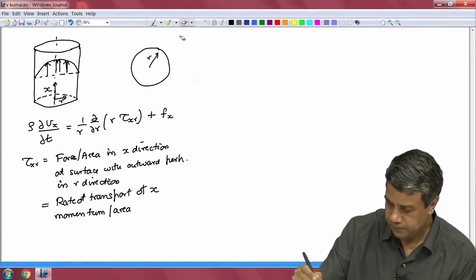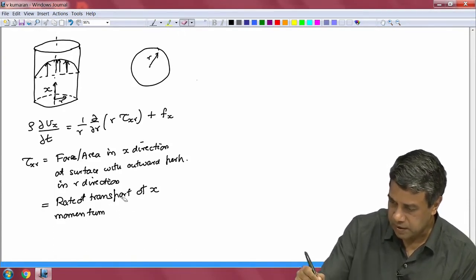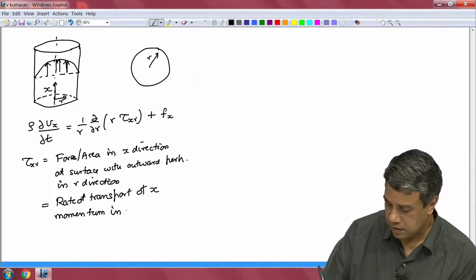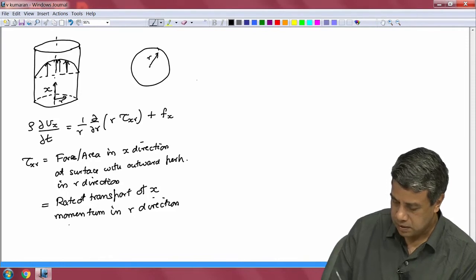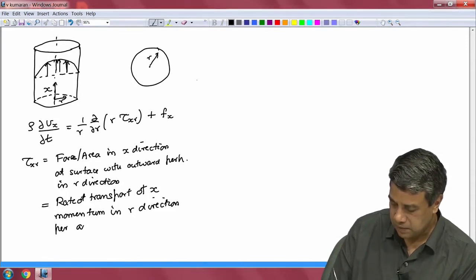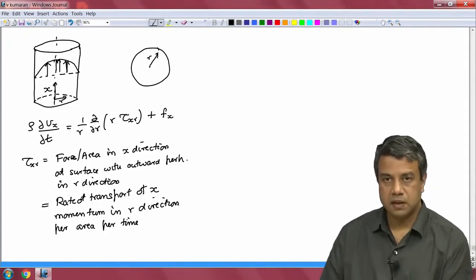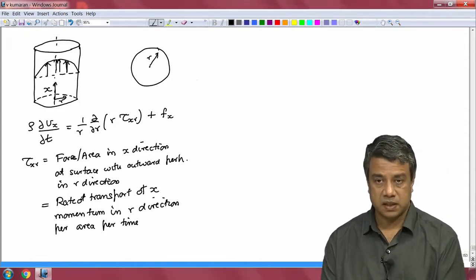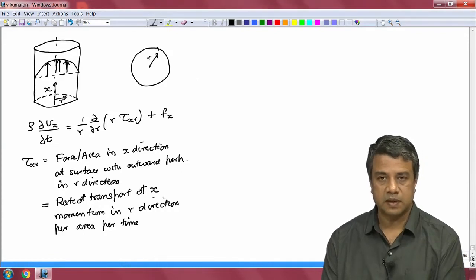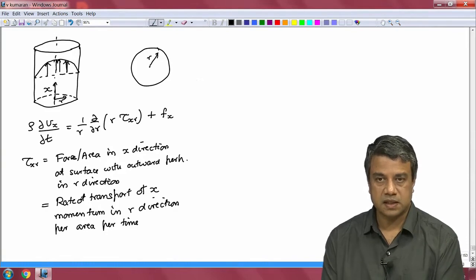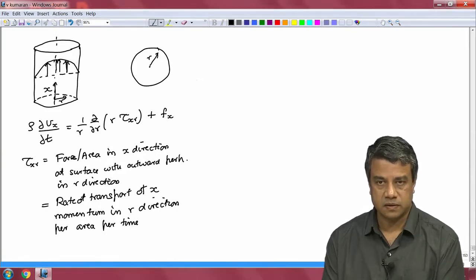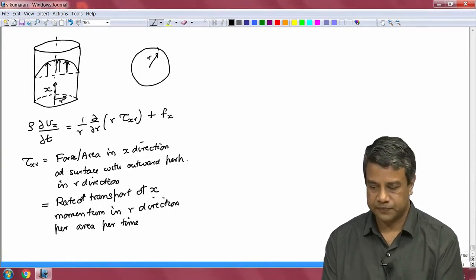Okay, so the rate of transport of x momentum in the r direction, per area per time. So, this is the stress tau x r: the rate of transport of x momentum in the r direction, or force per unit area in the x direction acting at a surface whose unit normal is in the r direction.